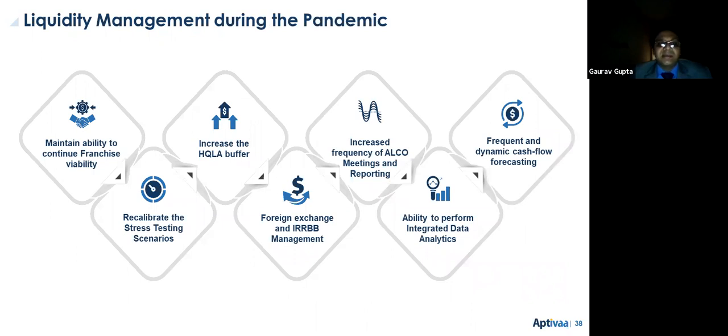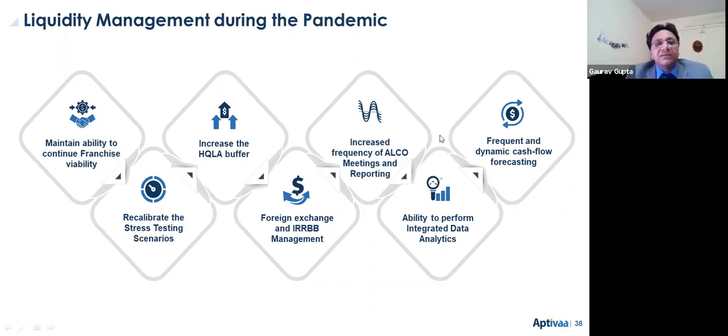Next, coming to the last slide: how to manage liquidity during this pandemic scenario. The first thing which the banks and the regulators are focusing on is to maintain franchise viability so that the banks continue to lend. They are asking to recalibrate the stress testing scenarios. As of now, we are in a liquidity surplus situation because of the support given by the central bank, so the HQLA buffer is already elevated.